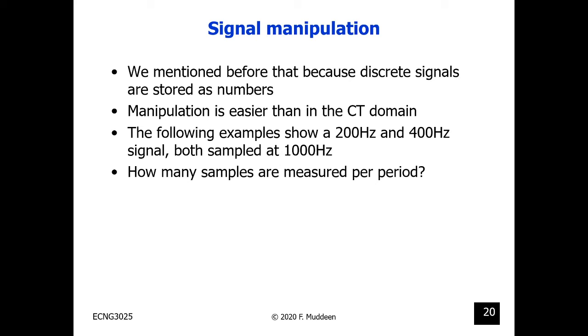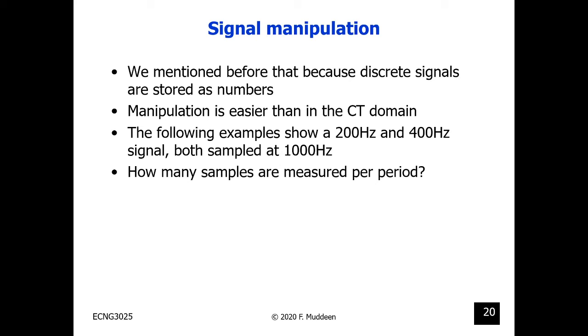So the next few slides actually show what happens if we have a 200 Hz signal and a 400 Hz signal both sampled at 1000 Hz. And we're going to observe how many samples are measured per period in this case.